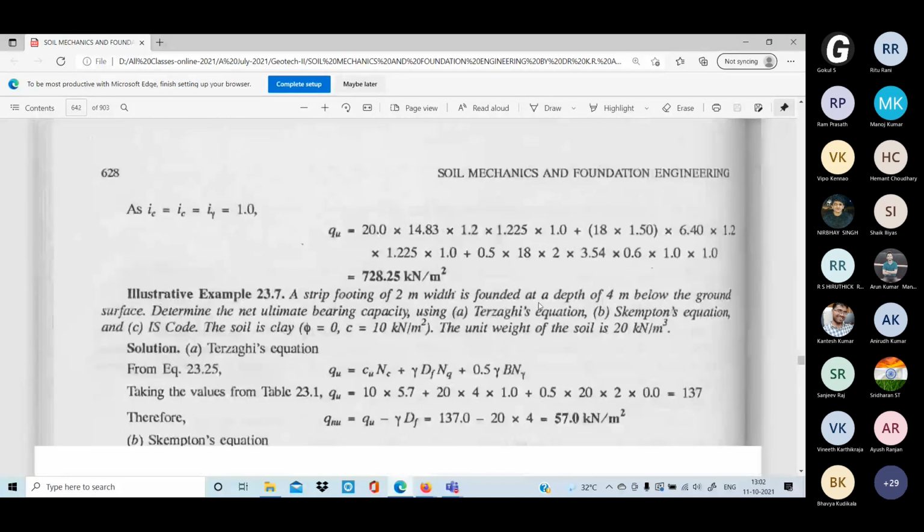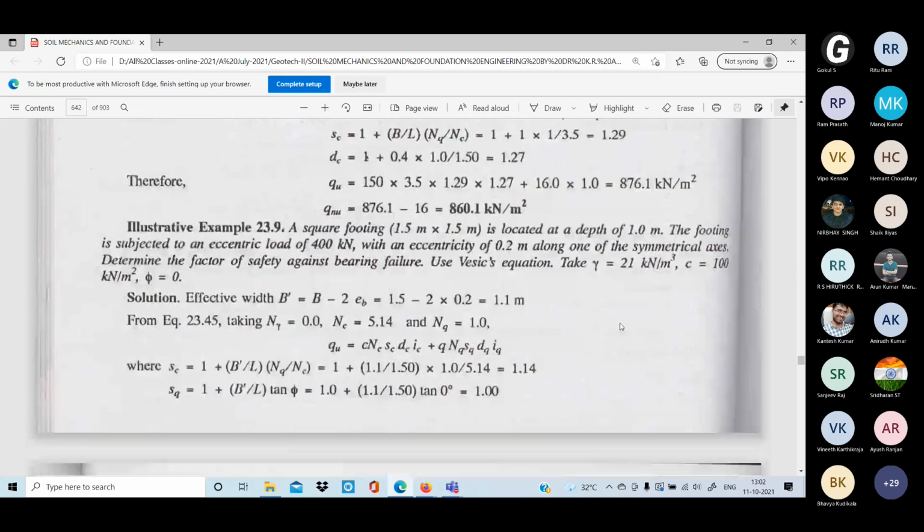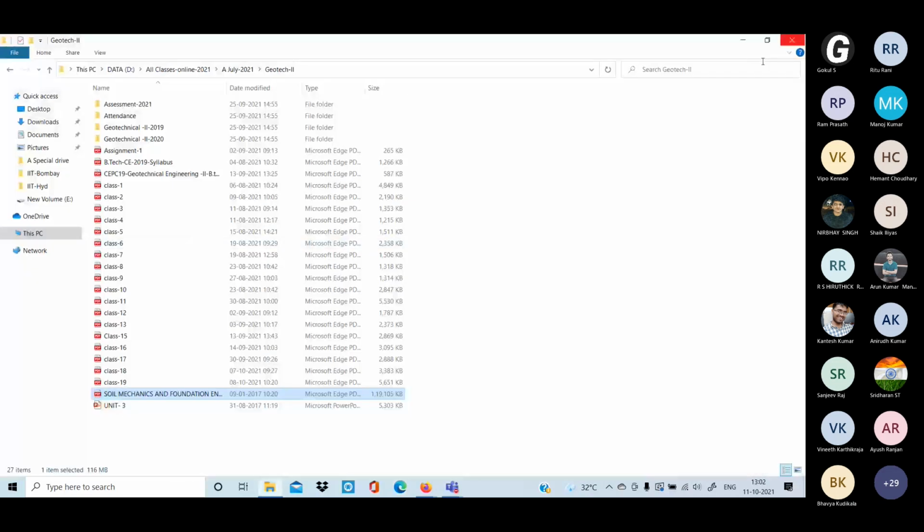So with that, we have done with this chapter. The only thing is, you read this chapter once, take 2 to 3 days time, then you will understand everything. It is not rocket science. Some people have given their own research, whether it may be Meyerhof, Skempton, Hansen, Terzaghi, Prandtl, Rankine, and so on. Everyone has their own equations.